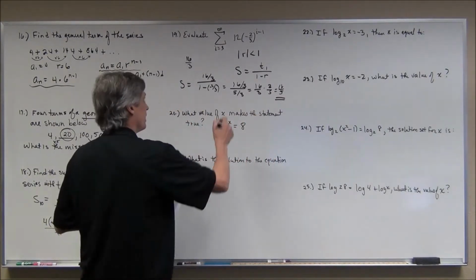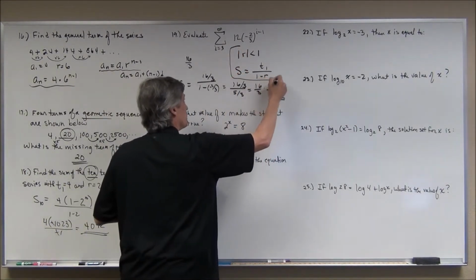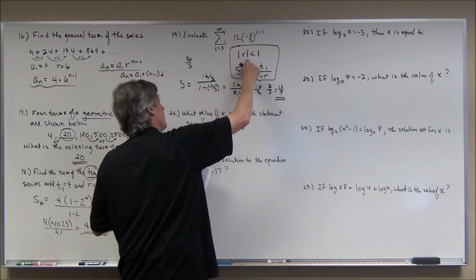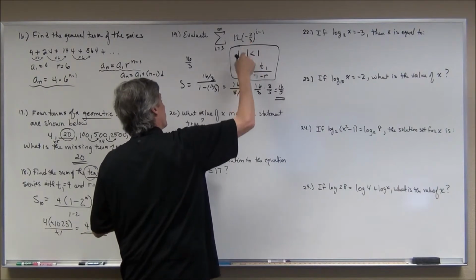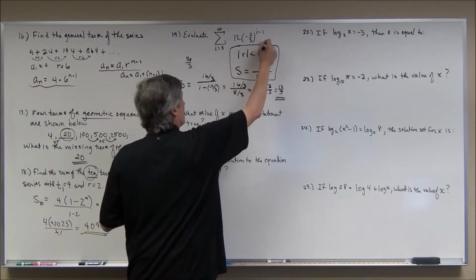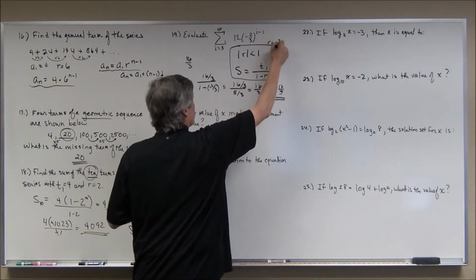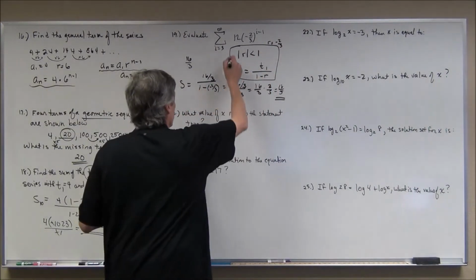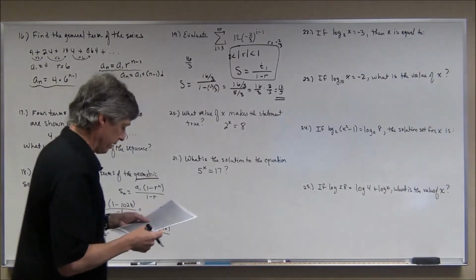Now again, I can only use this formula here for geometric series if it's infinite and if the absolute value of the ratio is less than 1, and my ratio was negative 2/3. So the absolute value of negative 2/3 is positive 2/3, which means it's less than 1. Kind of like between 0 and 1 there, like that.